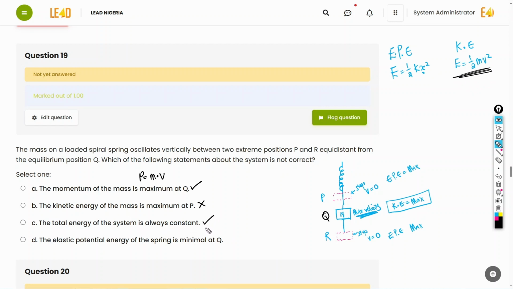The total energy of the system is always constant. That is very true. Law of conservation of energy is observed in simple harmonic motion systems. And D, the elastic potential energy of the spring is minimal at Q. That is true. It is minimal at Q, and maximum at P and R.